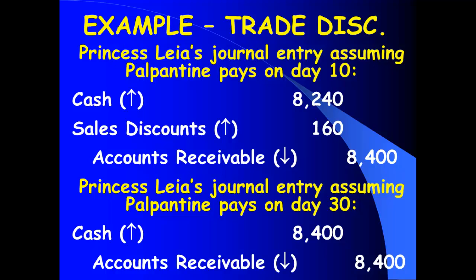So in both cases, we debit cash for what we receive. We credit accounts receivable for the total. If they take the discount, that gets debited to the contra revenue account of sales discounts. How about in the first entry? Why couldn't I have debited cash for $82.40 and credited accounts receivable for $82.40? It would leave me with a balance of $160 in accounts receivable. If I only credited accounts receivable for $82.40, it would leave me with a balance of $160. It looks like the customer still owes me $160. Do they still owe me anything? No. So I have to take that full balance off of my books.